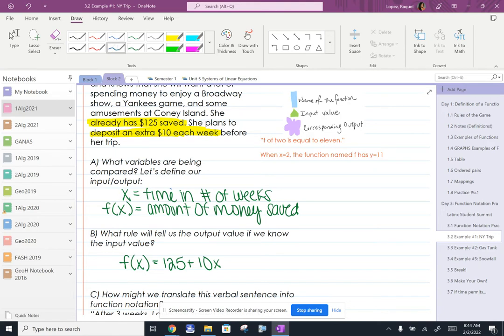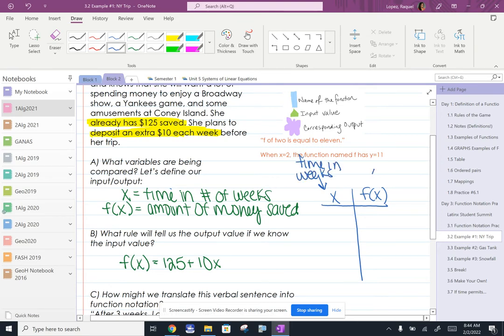If we don't see that initially, another thing we can do is set up a table. So we've got x here, and then we've got f of x over here. Remember, x represents time in weeks, and f of x represents money saved. So at week 0, Layla has $125. After 1 week, she's deposited $10, so she's going to have $135. After 2 weeks, she'll deposit another $10, so she'll have $145. After 3 weeks, she'll have $155, and so on and so forth.